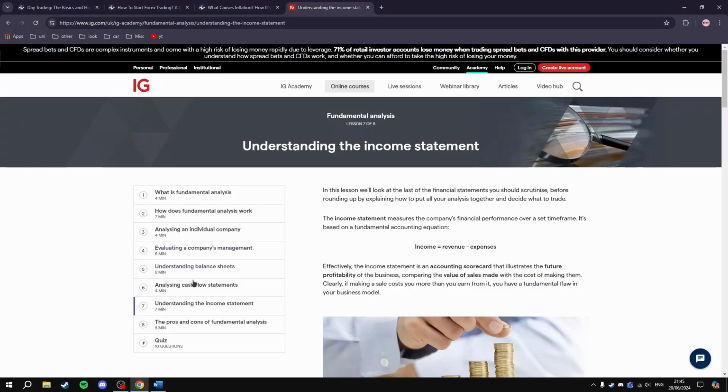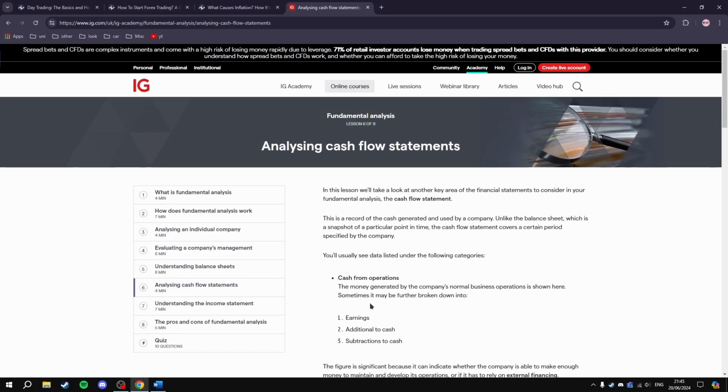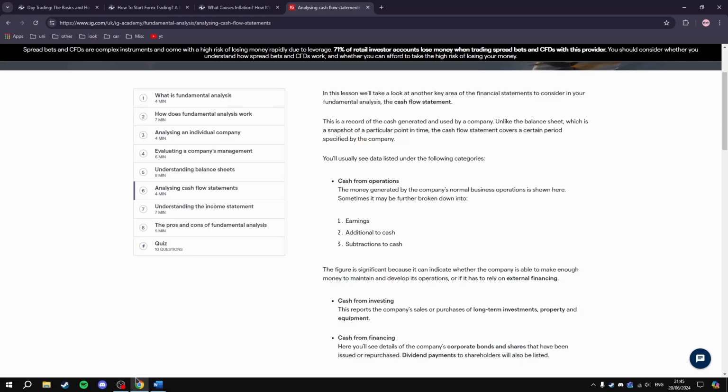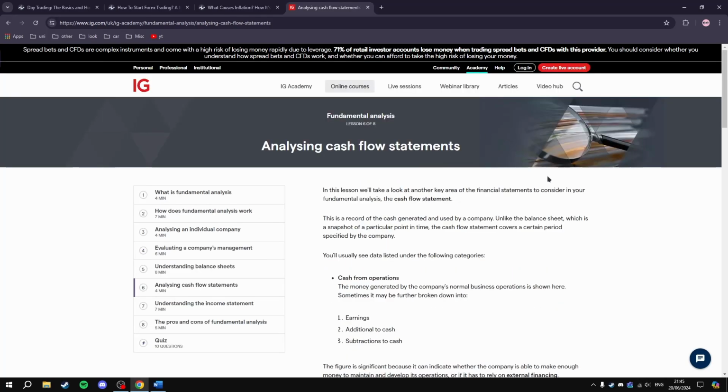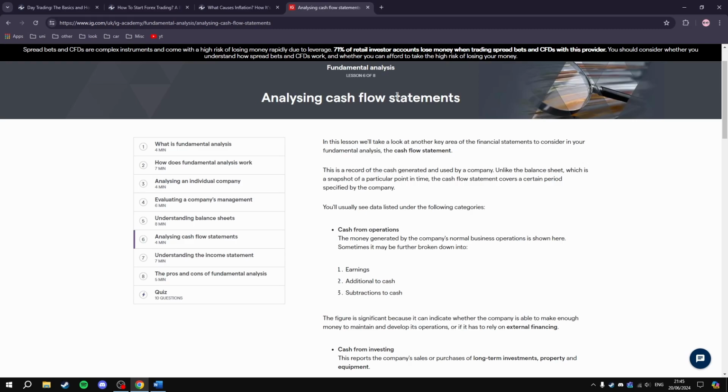So in the last episode we went through analyzing cash flow statements. The cash flow statement is a record of the cash generated and used by the company. Unlike the balance sheet, which is a snapshot of a particular point in time, the cash flow statement covers a certain period specified by the company. So we usually see the following data under the following categories.